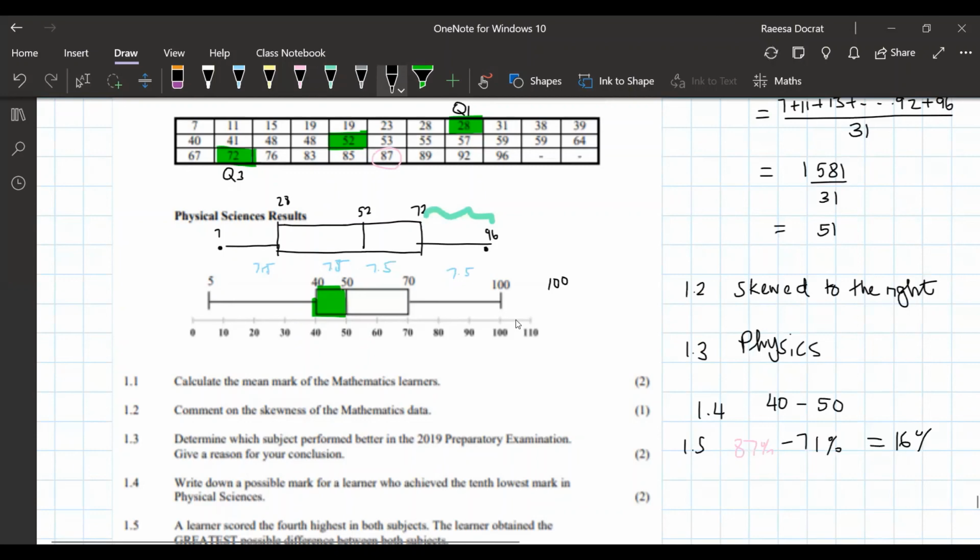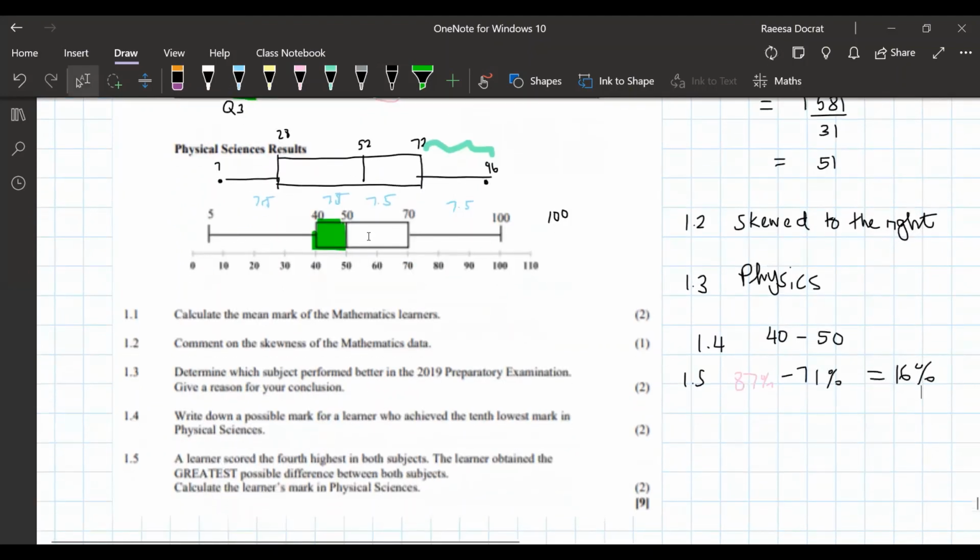So it's a 16% difference. So we know they lie somewhere here, not 70, so we're going to take the lower bound. That question just requires a bit of thinking about how to approach it. For maths, you can actually know what's the 4th highest mark. For physics, you don't know what's the 4th highest mark, but you know it is in this interval, so it's anything between 71 and 100. So it's the end that's going to cause the biggest difference. So between 71 and 100, what is the biggest difference that you can get?